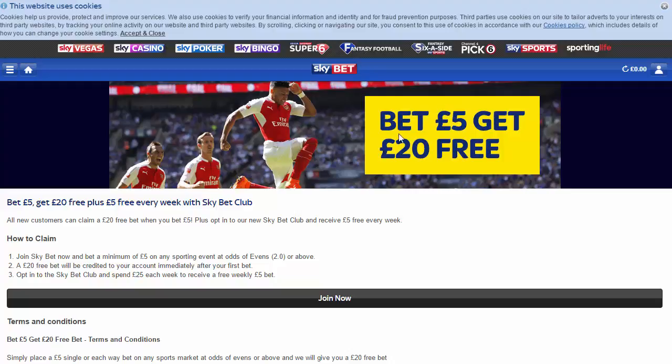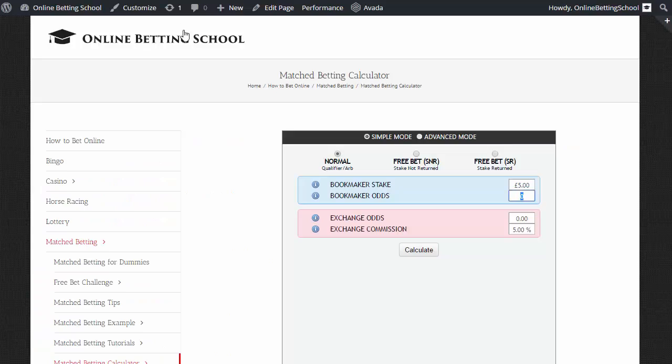So most people would just bet £5 on anything and then hope that it wins. But if you're doing match betting, it means you bet £5 on that thing happening, and then you can also lay that event from not happening at a bet exchange.